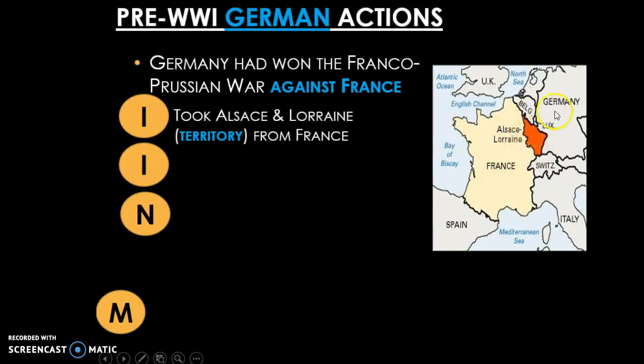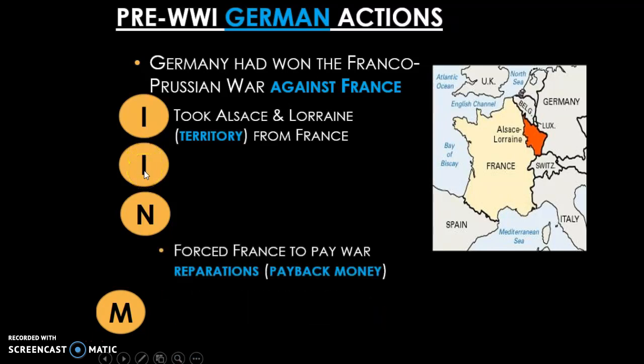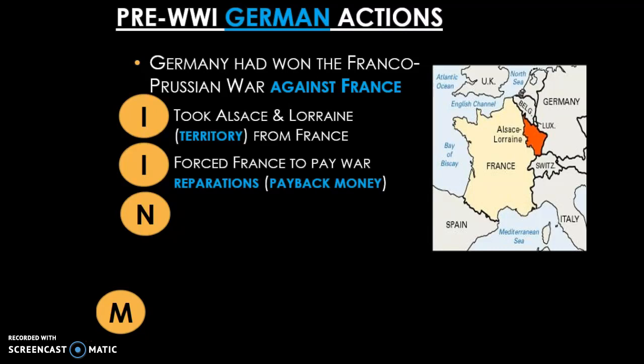Since we have Germany taking territory from another country, that's going to be an example of imperialism. So you should go ahead and annotate an I right here in this circle for the bullet point, took Alsace and Lorraine territory from France. Let's take a look at another imperialistic action that Germany was taking before World War I. So go ahead and annotate this circle as an I, and let's take a look at that imperialistic action.